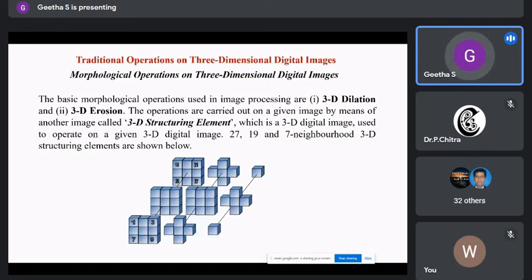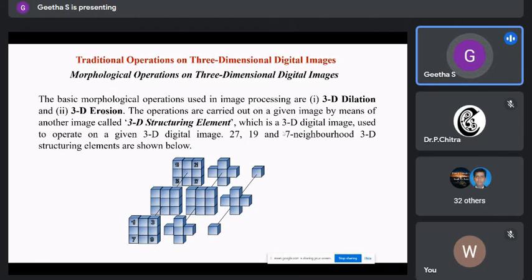The first one is 5 neighborhood. The second one is 9 neighborhood. Next one, 5 neighborhood. So totally 19. At the same time, the 19 formula is applied in this method. Next, the 7 neighborhood: the first one is 5 neighborhood, another one is 1, another one is 1. This one is I minus 1, this one is I plus 1.